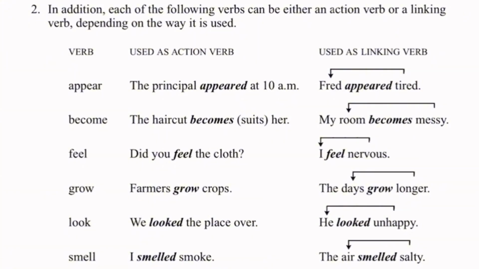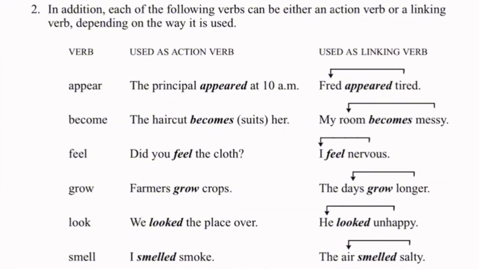Did you feel the clothes? Did you feel it? That is, did you test probably the texture? That's an action verb. I feel nervous. That's a linking verb. Farmer grows crops. That is, what do they do? What actions do farmers perform? Grow. That's an action. Did days grow longer? That's a linking verb.